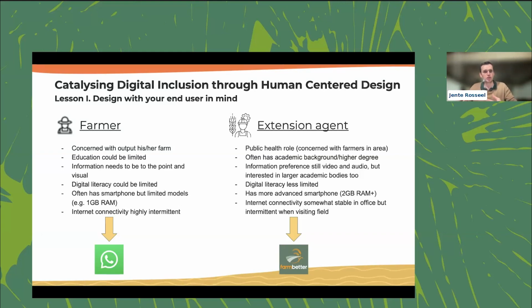So the solution there, what we came up with was, okay, instead of having an app for both extension agents and farmers, knowing that this app is much more difficult to use for farmers than extension agents, why don't we use WhatsApp for farmers? Because we found that every farmer we talked to across Burkina Faso, Uganda, Tanzania that had a smartphone, and in Uganda and Tanzania that was most of them, in Burkina Faso that was still difficult, they had WhatsApp. So it's something they're already used to. It's something they know how to work with. So if we build a chatbot on top of WhatsApp, there's no learning curve before they can start learning.